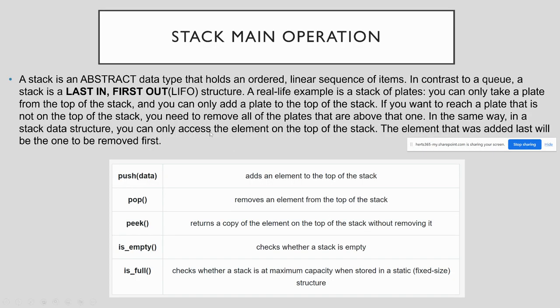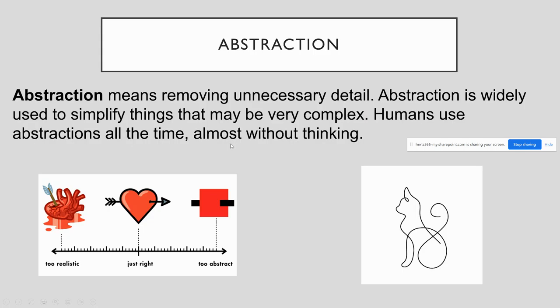Before I move on into details with examples, let's try to understand, because I mentioned here that a stack is an abstract data type. So what is abstract? Abstraction means removing unnecessary details. Abstraction is basically to simplify things that are very complex. We are humans, we always use abstraction. So let's have a look at this example. When I want to draw a cat, that is basically a drawing of a cat. So this is an abstraction of a cat. Let's have a look at this example, which is quite a good example.